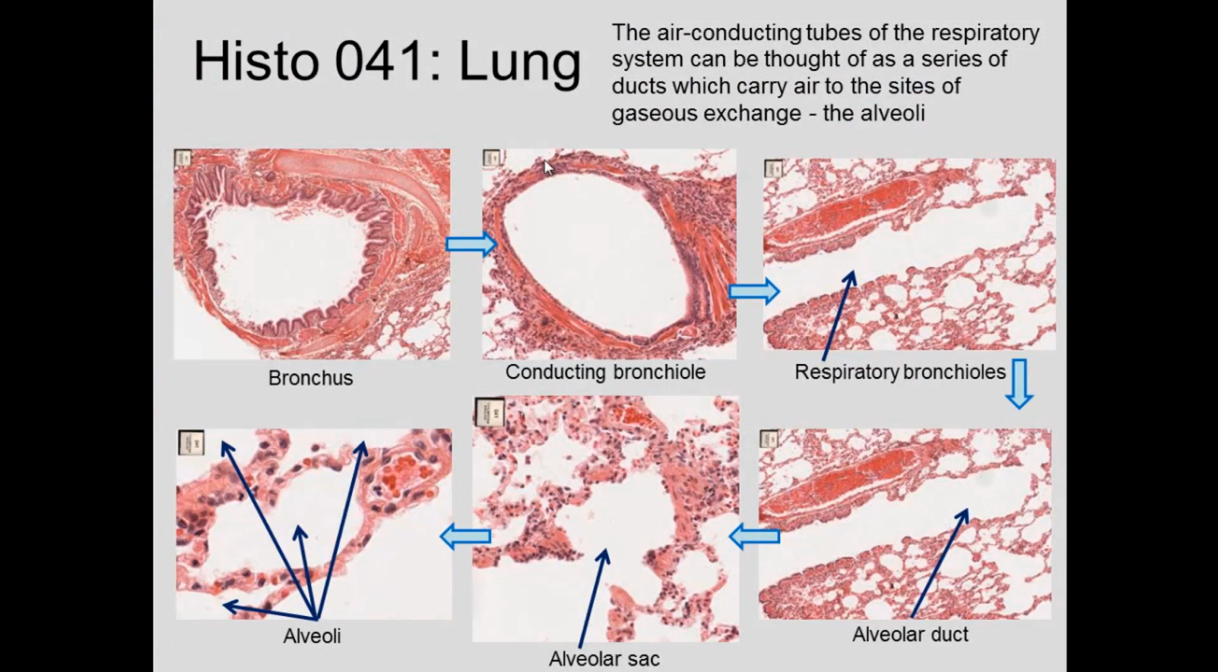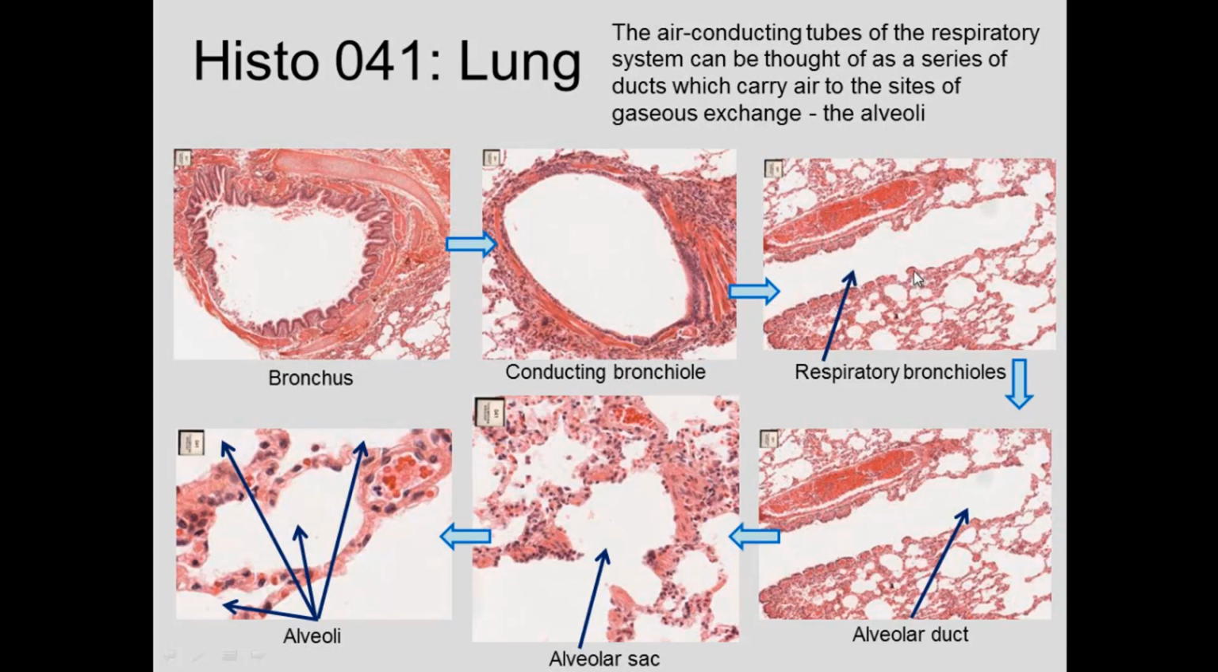So air conditioning occurs in the respiratory system. There are a series of ducts which carry gases along the way, and the air is modified as it goes through there. It's warmed, and moisture is added to it. The bronchus has the cartilage plates. Conducting bronchioles no longer have plates.